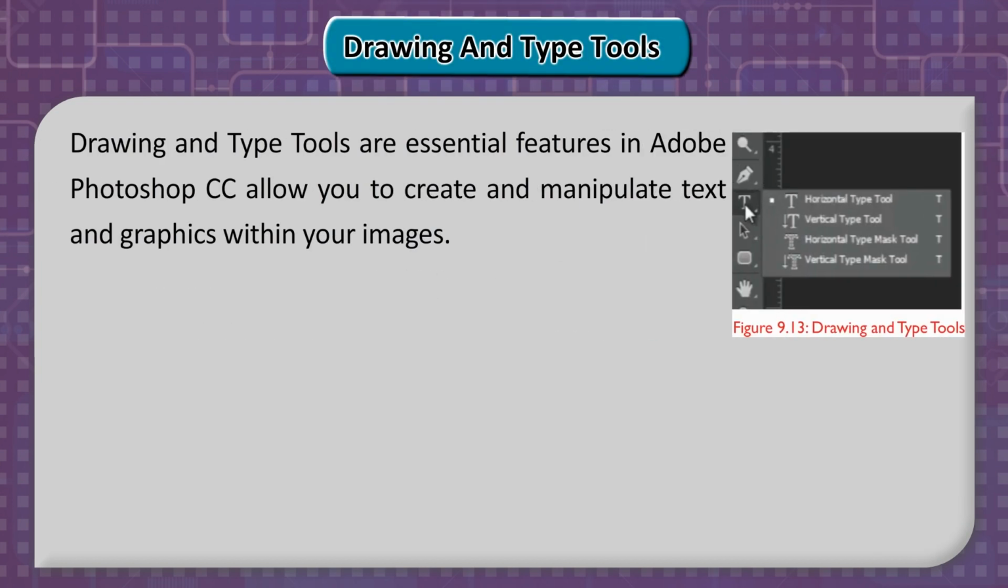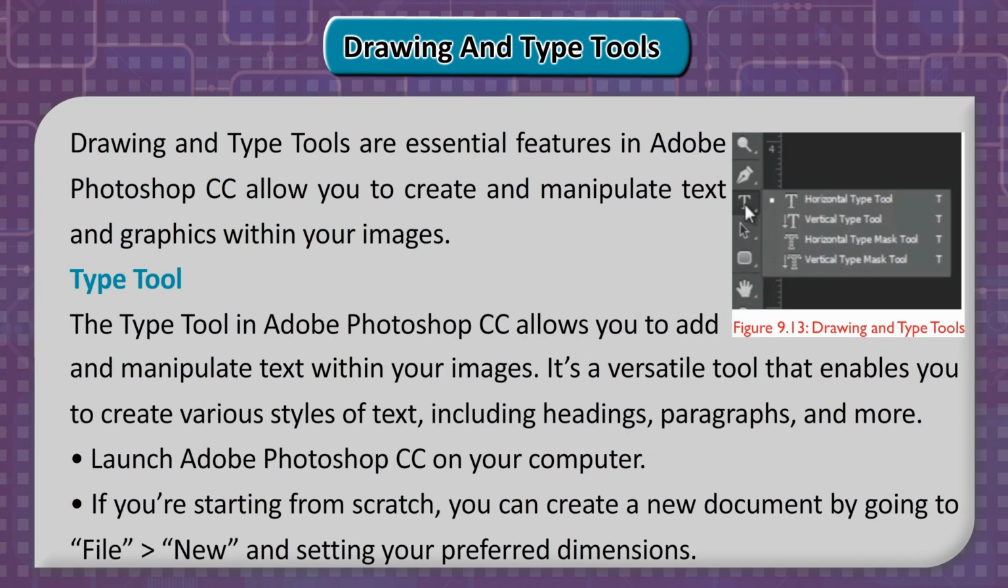Drawing and type tools. Drawing and type tools are essential features in Adobe Photoshop CC. They allow you to create and manipulate text and graphics within your images. Figure 9.13. Drawing and type tools. Type tool. The type tool in Adobe Photoshop CC allows you to add and manipulate text within your images. It's a versatile tool that enables you to create various styles of text, including headings, paragraphs, and more.